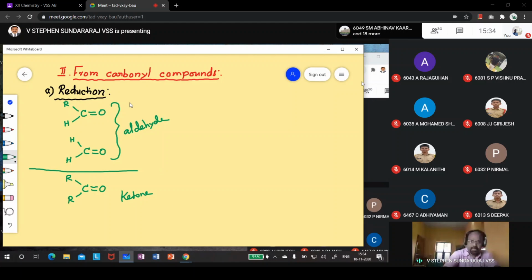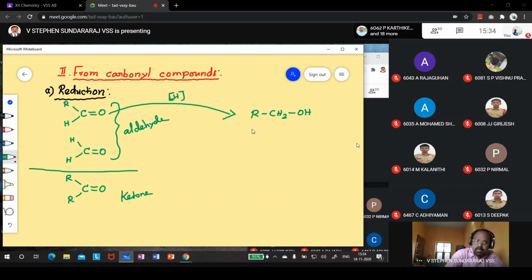Now what will happen? See, now suppose this is reduced, because by reduction only, I already taught you the sequence of reactions. Once again after that I will tell you. This is RCH2OH. This group, the same number of carbon atoms will be there. Okay, same number of carbon atoms. Carbon will not become less.